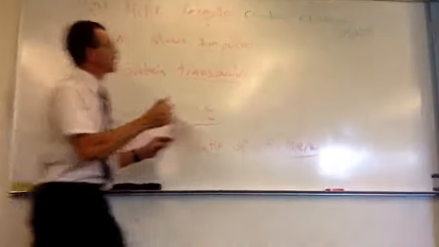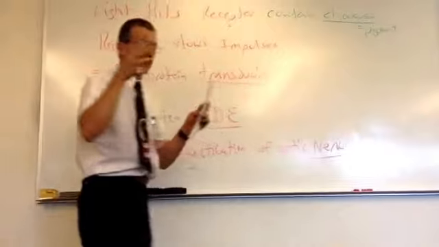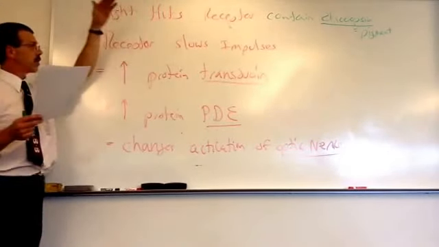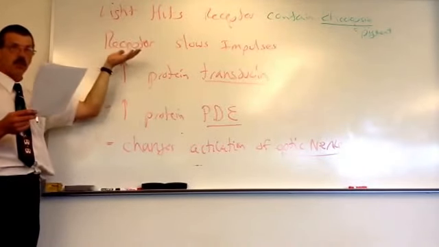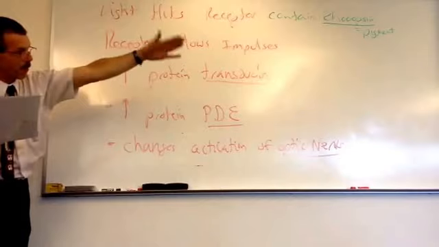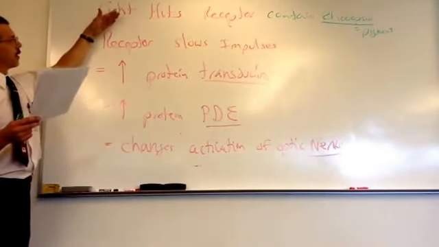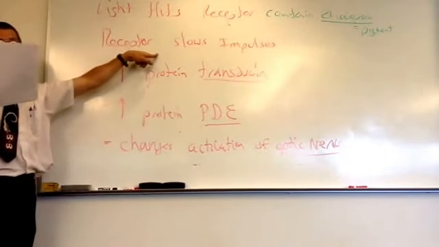Rods and cones contain something called rhodopsin. They're different versions of rhodopsin. So when the light hits the rhodopsin in my receptors, that tells the receptors to start slowing down, turning off, hyperpolarize, whatever word you want. It tells them to shut up, slow down.